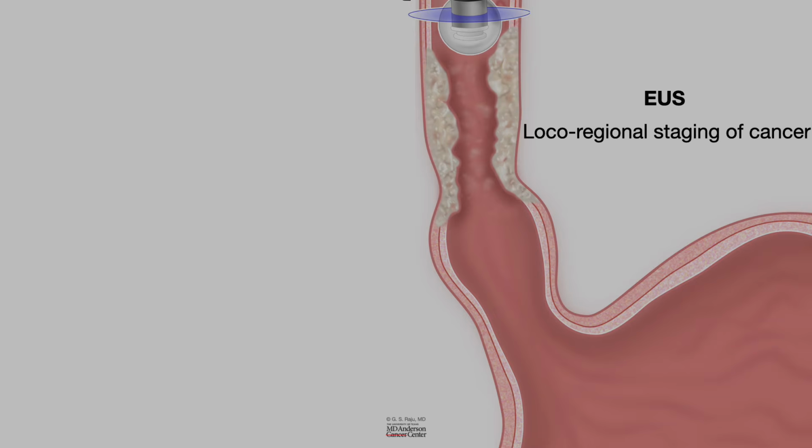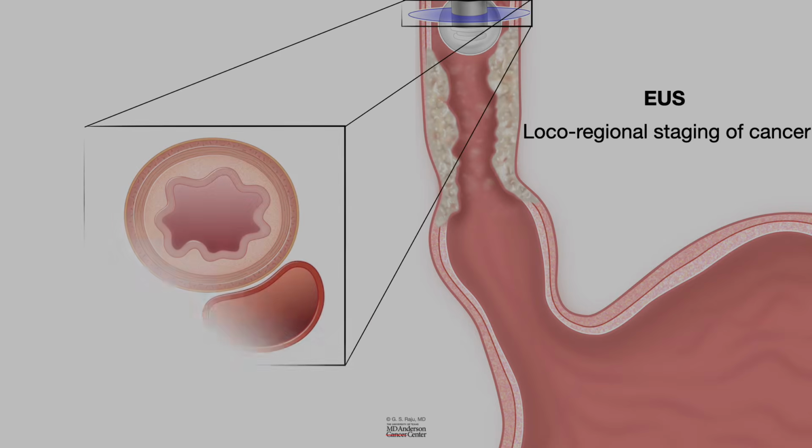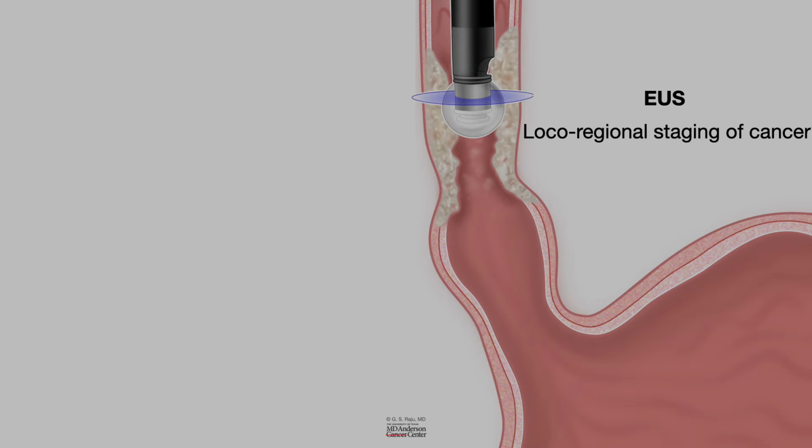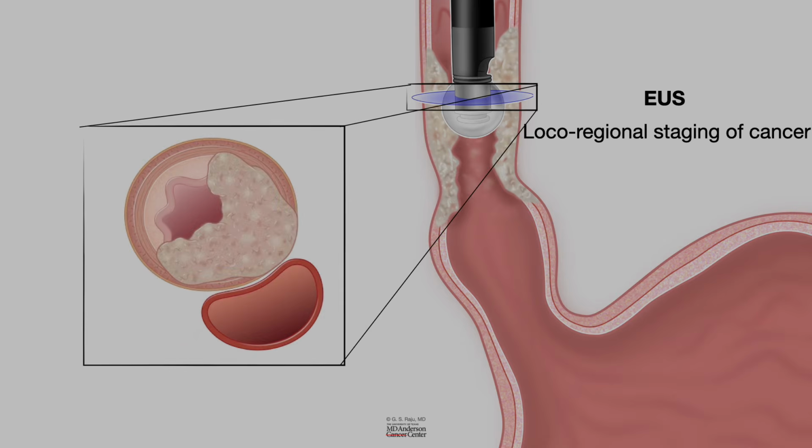This actually helps you stage whether the cancer has spread locally or regionally, not distant, a local regional staging of cancer. So let us look at when the ultrasound is done, what do you see? You see a cross section of the esophagus. And as you go down, you may see that the tumor has gone into the wall of the esophagus.